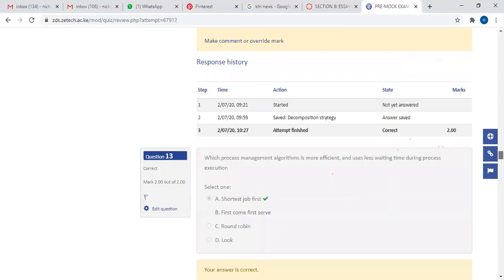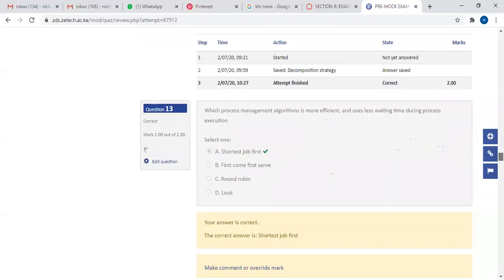Then, which process management algorithm is more efficient and uses less waiting? Okay, that one was the shortest job first, because if you look at first come, we said it takes a lot of time to execute jobs. Round robin takes a lot of time to process, but it is better than first come, first serve. Look is mostly used in hardware, that is input-output devices. So the best one was shortest job first, which uses the least time in execution.